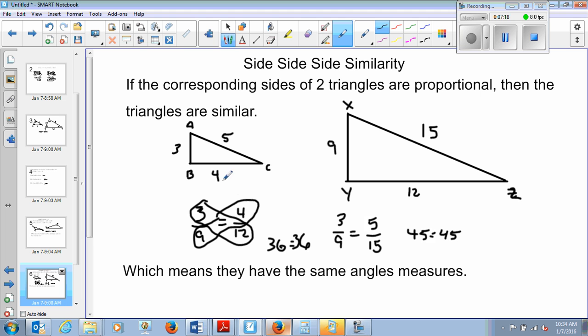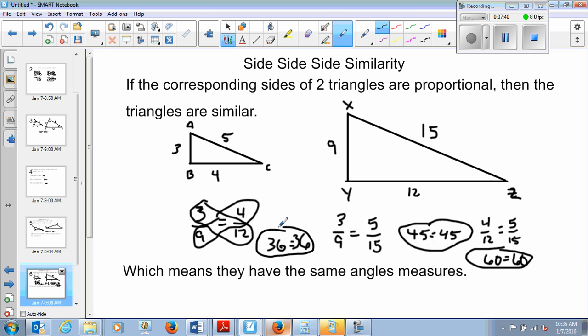And then lastly, I'd want to check 4 to 12 is 5 is to 15. So I do 4 is to 12 as 5 is to 15. So I check all the sides. 4 times 15 is 60. And 5 times 12 is also 60. So since all of these equal each other, those sides are all proportional, which then means that we know that these two triangles are similar. So I could say triangle A, B, C is similar to triangle X, Y, Z.